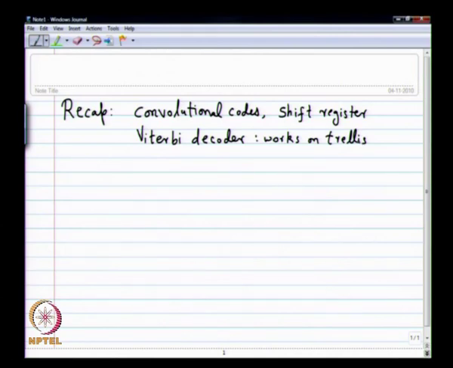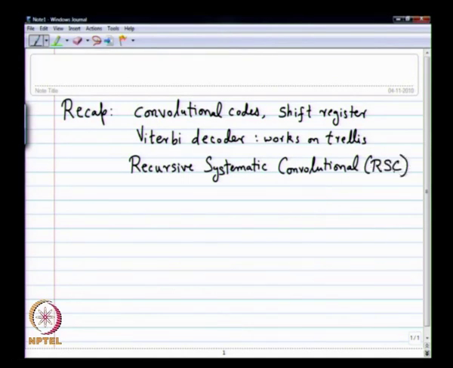Okay, and then what else did we see? The last thing I was talking about was recursive systematic convolutional encoders. This can be abbreviated as RSC encoders.